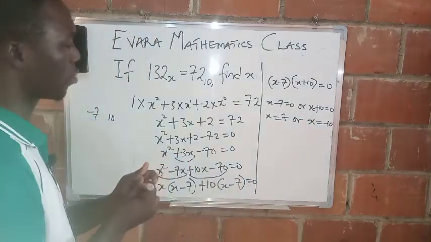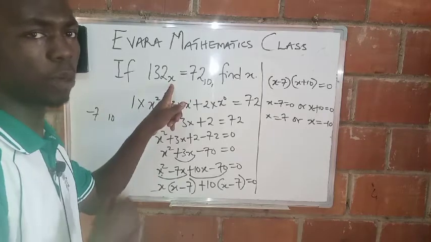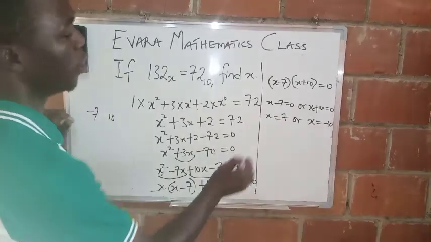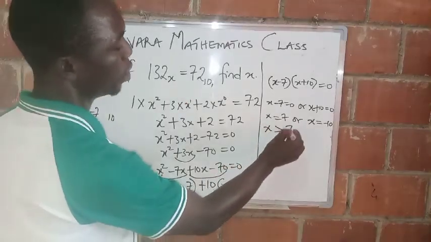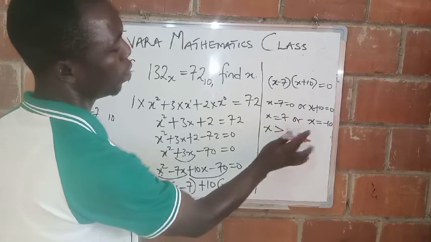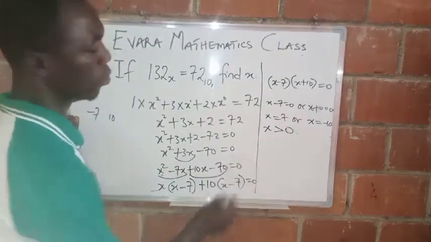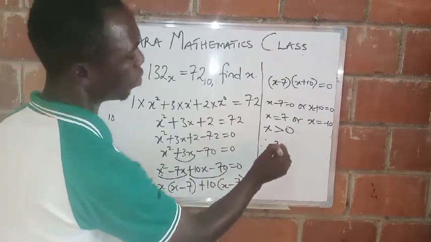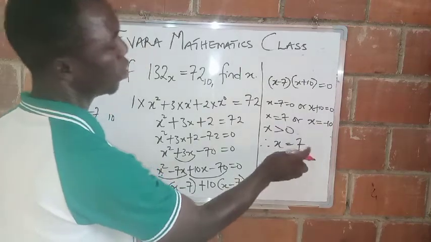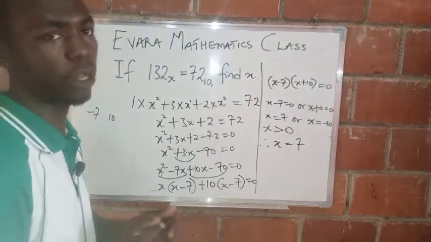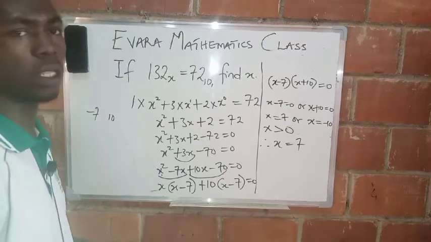But we are talking about a number base. So definitely a number base must be greater than what? It must be greater than 0. That means we are going to take x to be 7. It's only the positive value that we will take as our final answer.